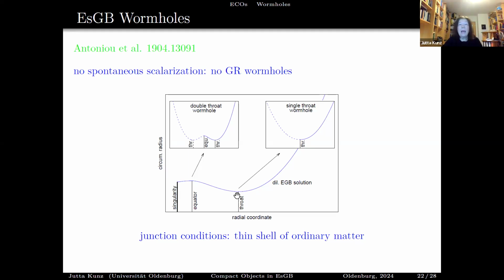circumferential radius as a function of the radial coordinate, then coming from large radial coordinates towards the throat here, we go up again, let's say come to an equator, and then continue integrating and run into a physical curvature singularity. And this is, of course, what we don't like. We really want two nice universes.